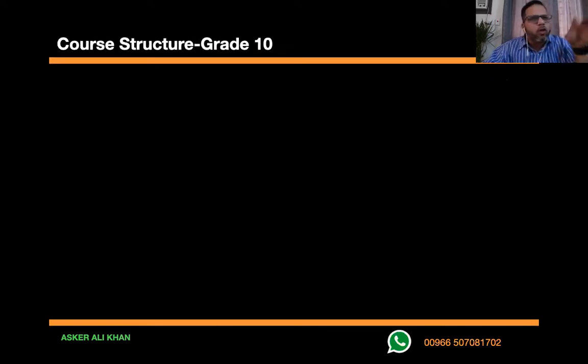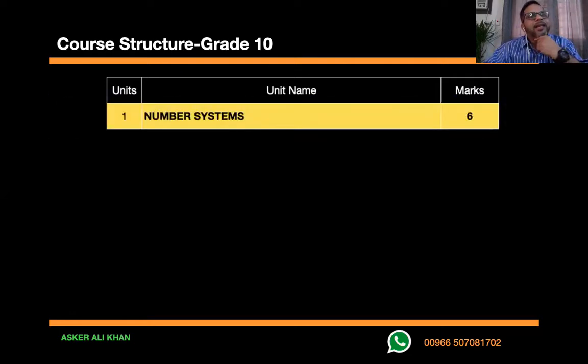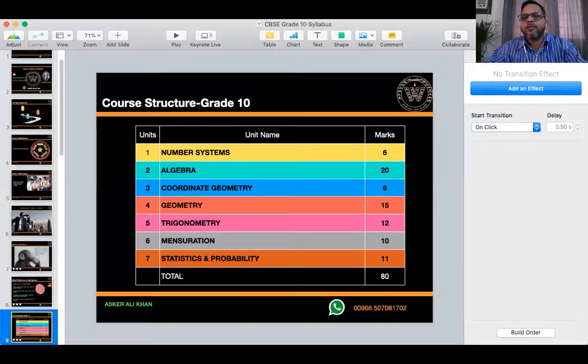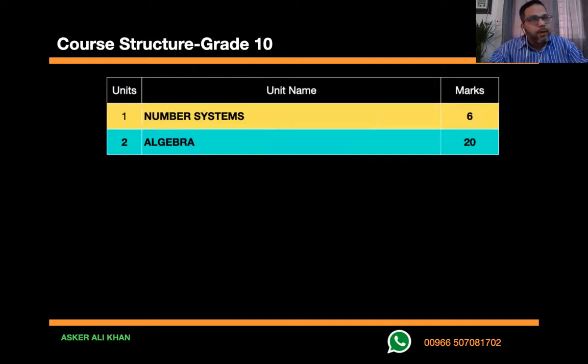Now, how is the course designed? The course has 7 units, and each unit has some particular marks in it. The first is number systems, for 6 marks. The second unit is algebra. It will be for 20 marks.